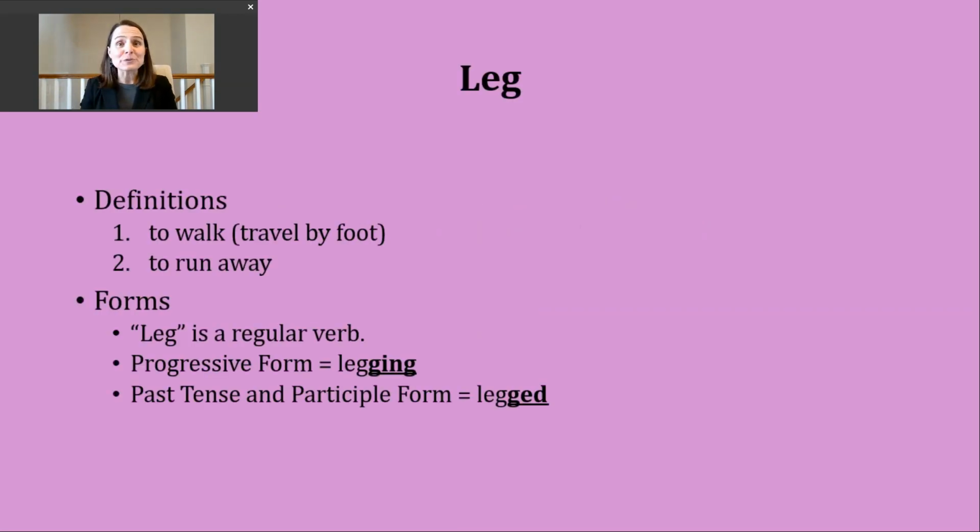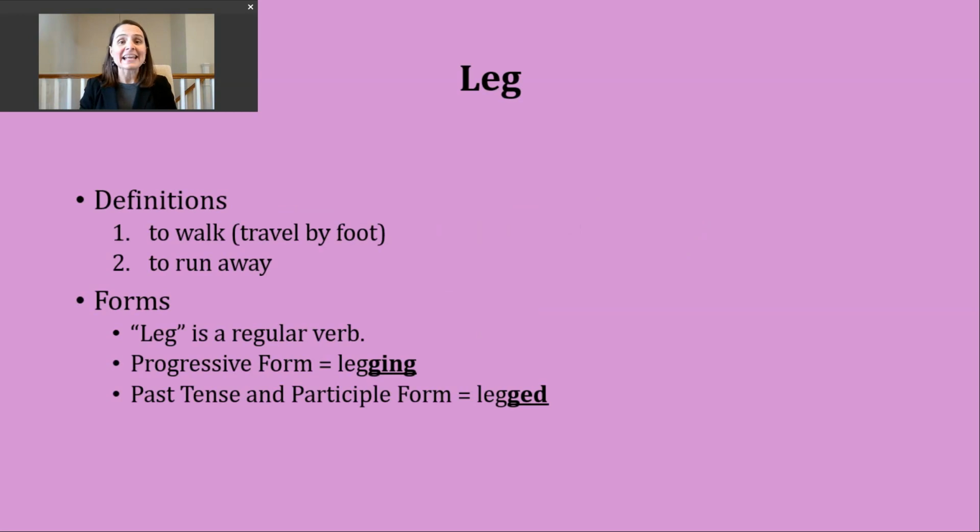The first way you could use leg as a verb is to mean to walk somewhere or to travel by foot. A second way to use leg is to mean to run away from someone or something. You should know that leg is a regular verb.